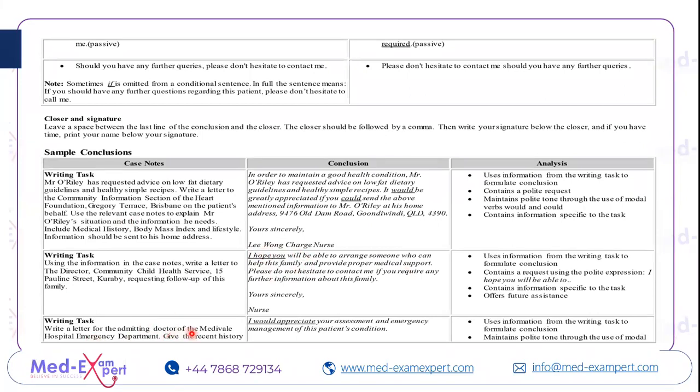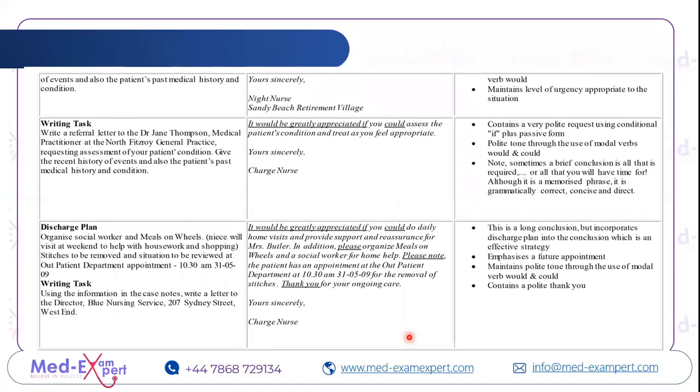You're writing to the admitting officer, the admitting doctor of the Medivale Hospital Emergency Department. Give the recent history. So I would appreciate your assessment and emergency management. Because it's an emergency department, you have to write emergency management or immediate management. Okay, so again, the use of words here. If we have a referral letter to Dr. Jane, who is the medical practitioner, requesting assessment of your patient's condition, so assessment is our purpose of writing. It would be greatly appreciated if you could assess the patient's condition and treat as you feel appropriate.